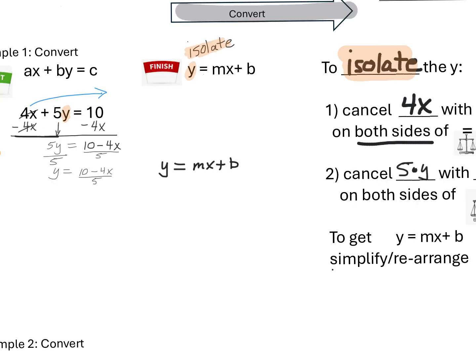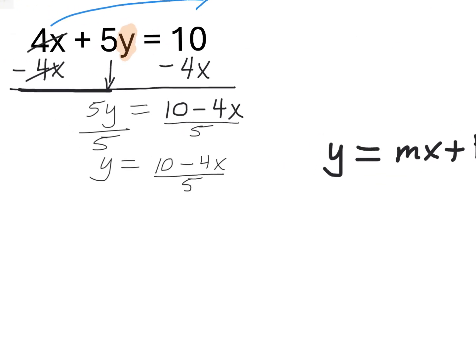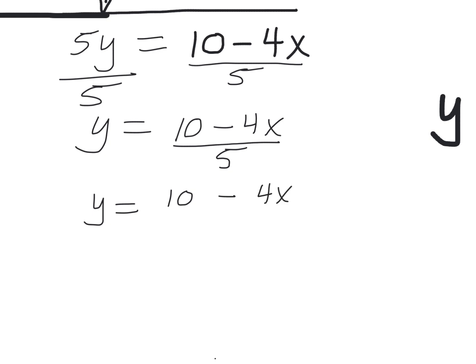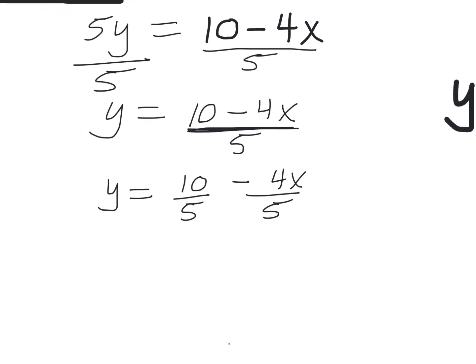So our final step is that we're going to do a little simplifying and rearranging. And I'm going to zoom in here so you can get an idea of what I mean. So I'm going to rewrite this as two separate parts. I'm going to separate the 10 and the minus 4x, and I'm going to say 10 divided by 5, and then 4x divided by 5, because I am dividing both of them by 5. So all I did was take it from one big problem into two smaller pieces, but it still means the same thing.